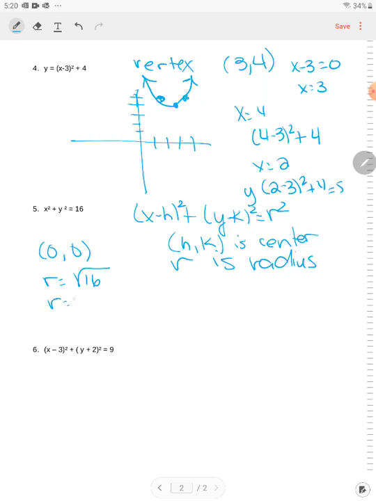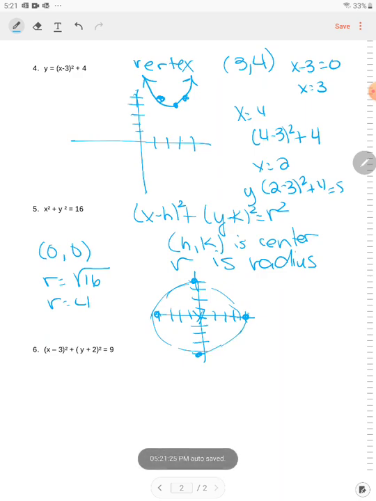So r equals 4. So what you're going to do when you graph, you're going to put a point there. So I'm going to use an X, okay, because it's not actually on the graph. And I'm going to go 4 in all 4 directions. So I'm going to go 1, 2, 3, 4 to the right, put a point. That's your radius. Up 4. Left 4. And down 4. If we connect those dots, it will make a circle. And if they were perfectly spaced out, it would be a perfect circle.